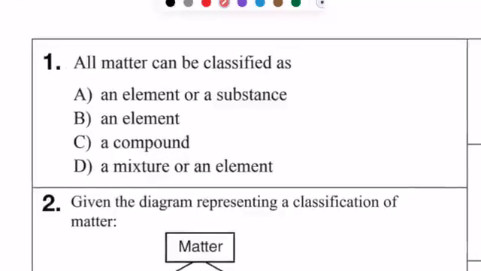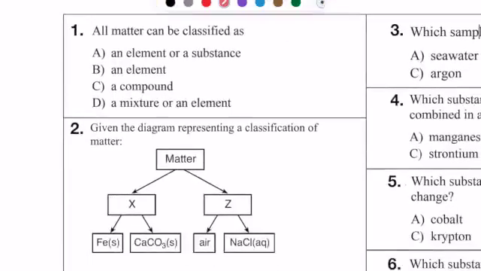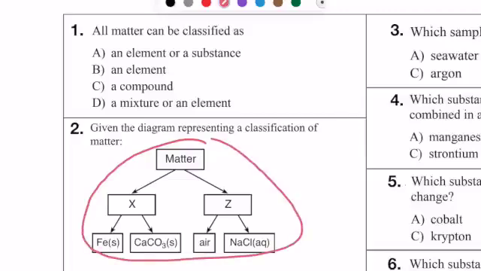If you look at the first one, all matter can be classified as... You can memorize this little chart that you see over here. So matter is in general classified as either a substance or a mixture. And then substances are further classified into elements or compounds. So elements are the simplest type of substances, and then compounds are made of multiple different elements.